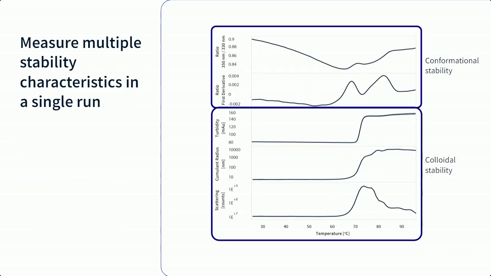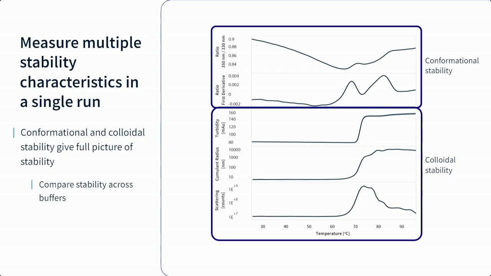So I mentioned that the Prometheus Panta has 4 different types of optics, and this allows us to get multiple stability characteristics in a single thermal ramp. So the data at the top is the conformational data we just looked at, and underneath is colloidal stability data obtained from back reflection and light scattering measurements. So keep in mind, this is all collected in parallel in the same experiment. And so with this data, you see at what temperature your antibodies start to unfold and aggregate, leading to an increase in turbidity, the measured cumulant radius, and scattering. So together, these give a more detailed picture of protein stability by describing multiple stability parameters.